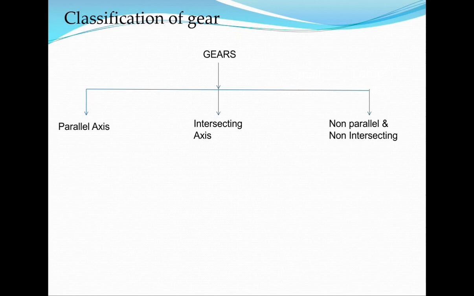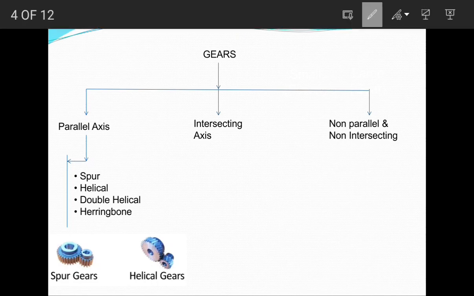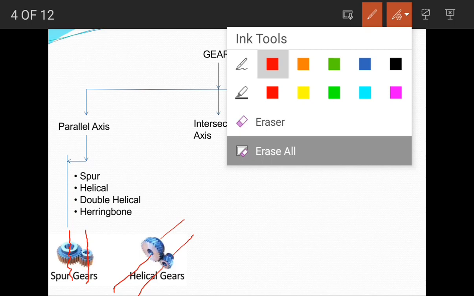In parallel axis gears, the axes of both the shafts are parallel to each other, and in intersecting, the axes of the gears will intersect with each other, maybe at 90 degrees, maybe at some other angle. And non-parallel, non-intersecting means the axes are neither parallel nor intersecting. We'll see some examples of such gears. In the parallel axis gears, you see the spur gear, helical gear, double helical gear, and herringbone gears. Here in the spur gear, this is one axis and this is the other axis, and these two axes are parallel to each other. Here in this helical gear arrangement, you see this is one axis and this is another axis, and these axes are also parallel to each other.